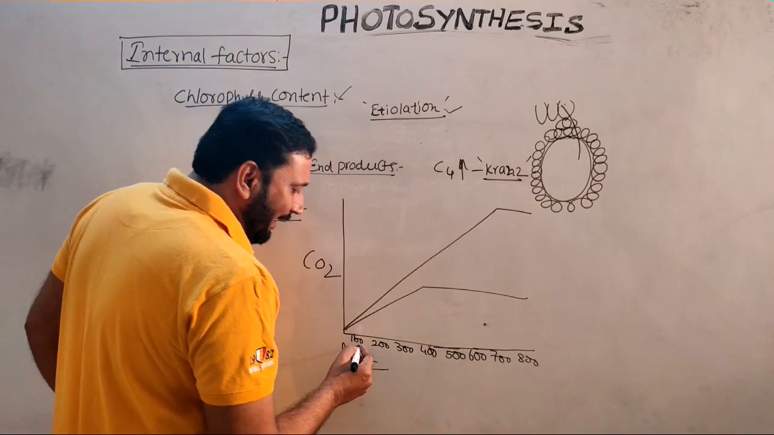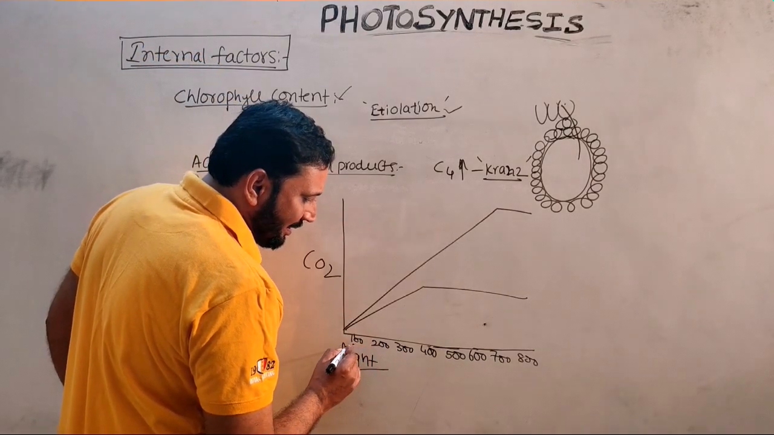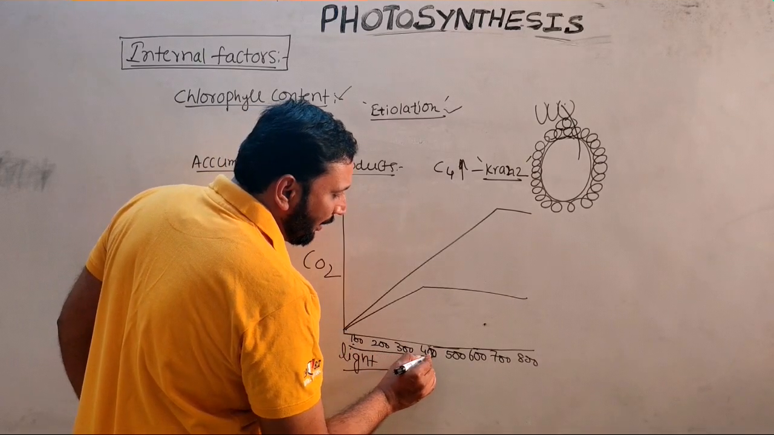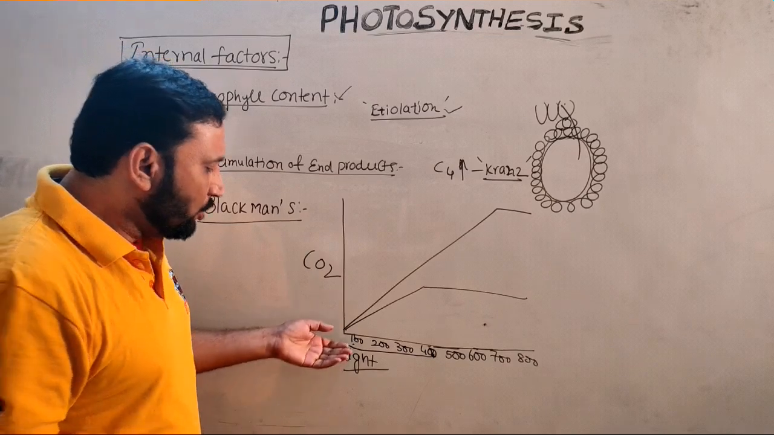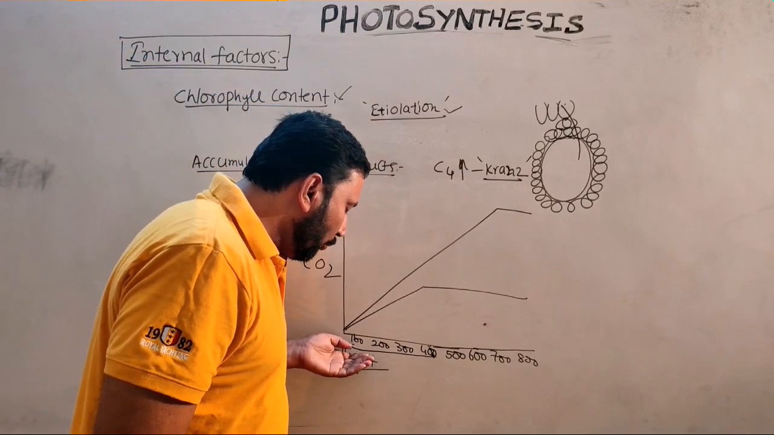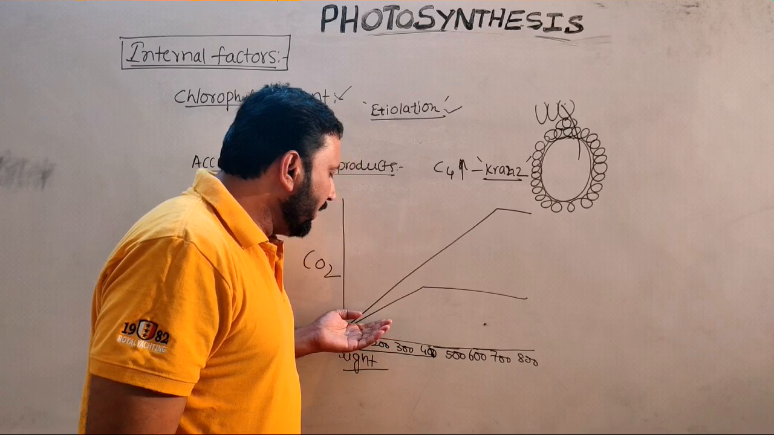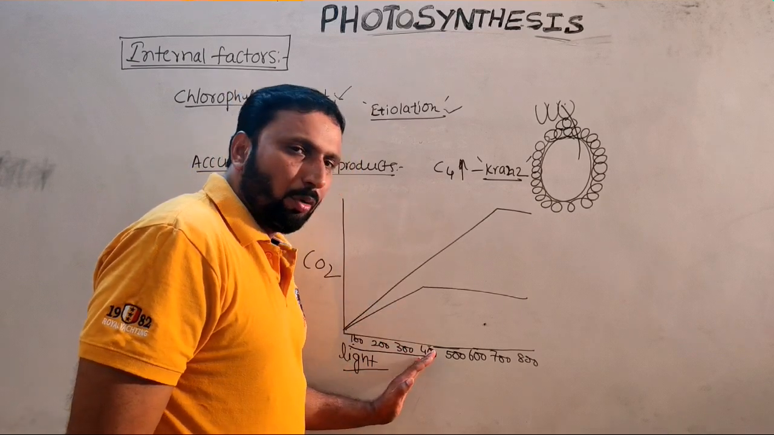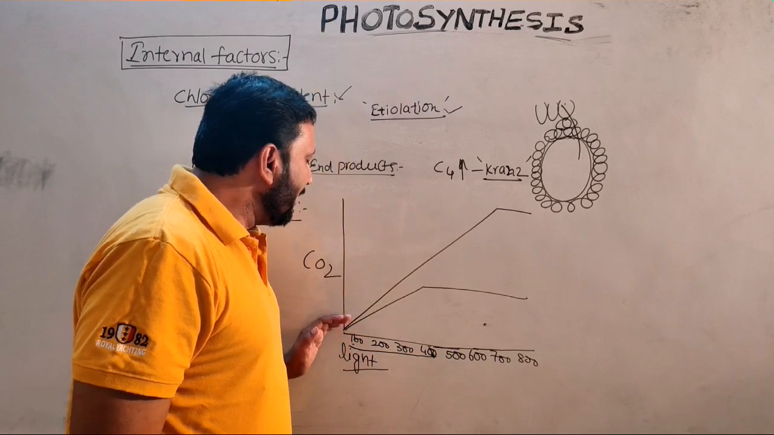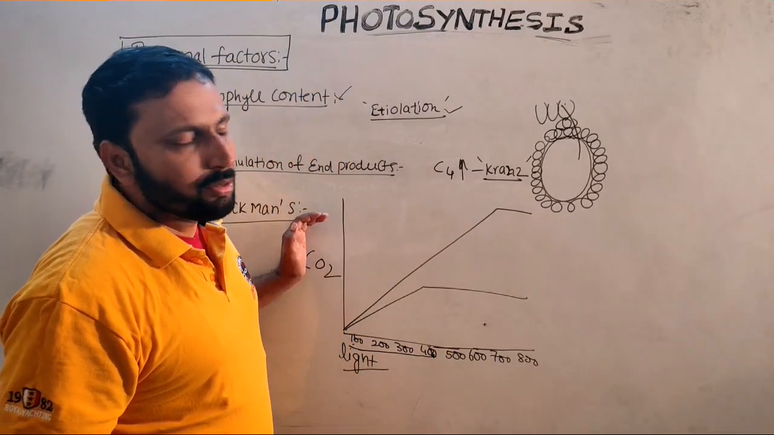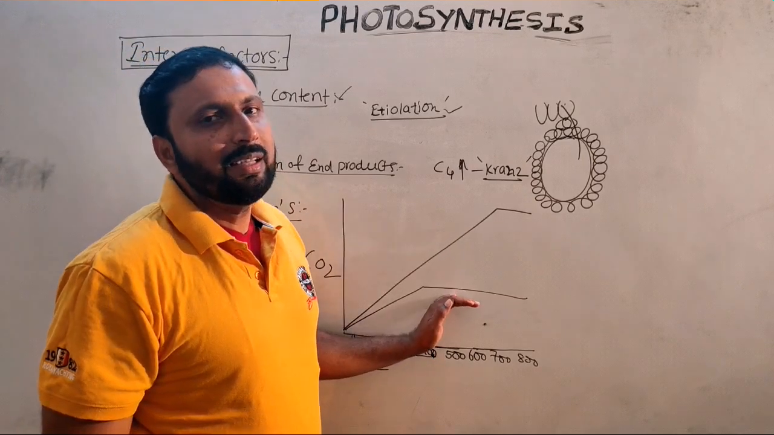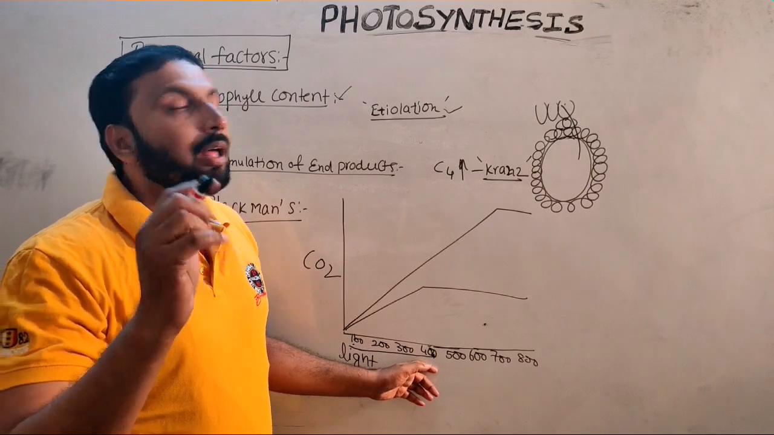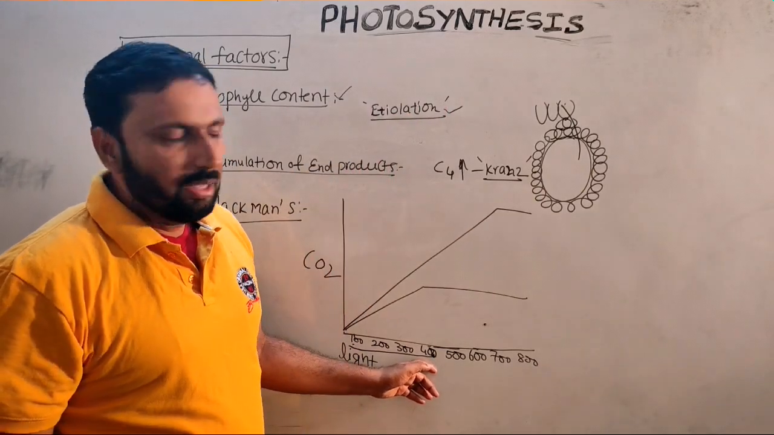Suppose when light intensity is there, that light intensity is up to 400 nanometers. So we are increasing the light intensity up to 400 nanometers. Carbon dioxide concentration is okay, but light intensity is only 400 nanometers. When I increase the carbon dioxide concentration level also, the rate of photosynthesis doesn't increase, because low light intensity controls the rate of photosynthesis.